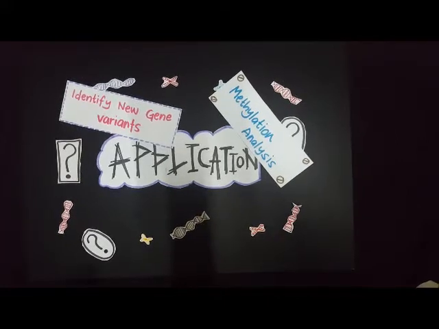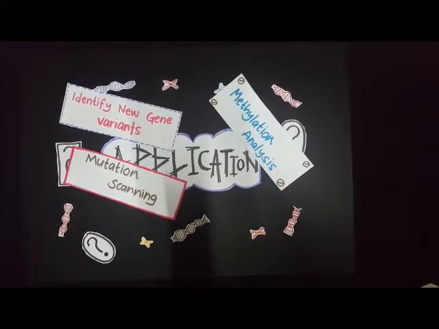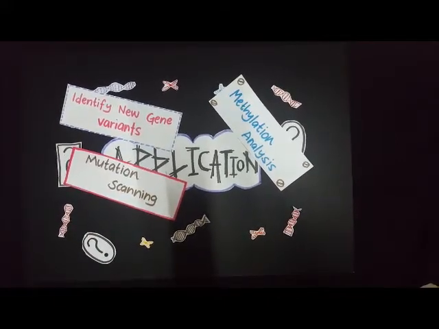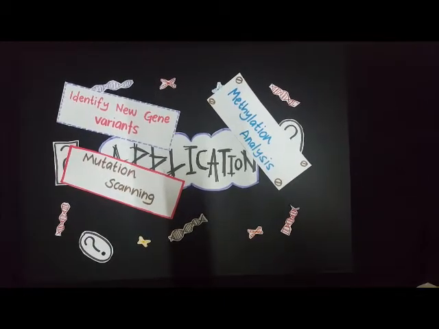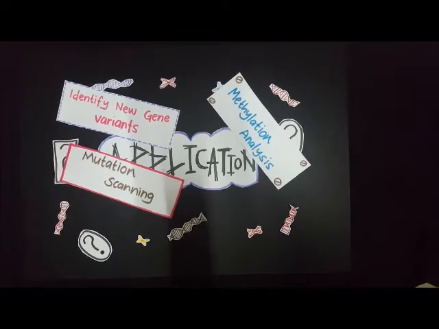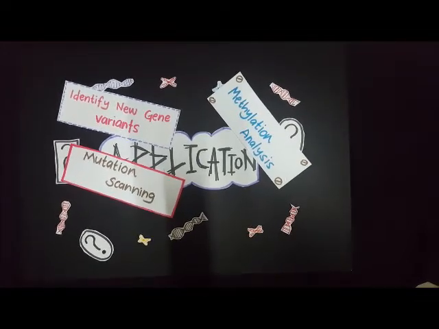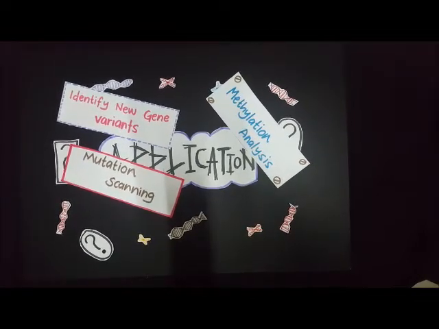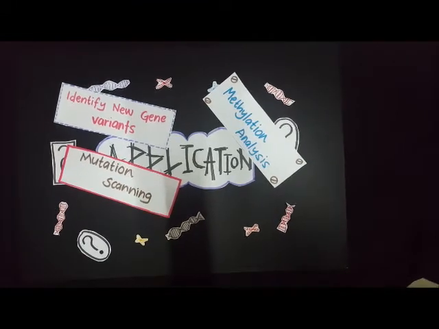Mutation scanning. HRM can be used to scan for mutations in target genes for the identification of variant samples prior to sequencing analysis. With HRM, it can scan large numbers of samples for genetic variation.